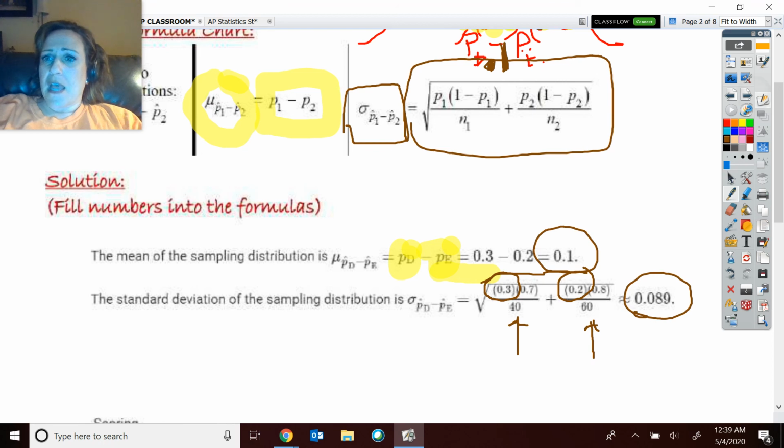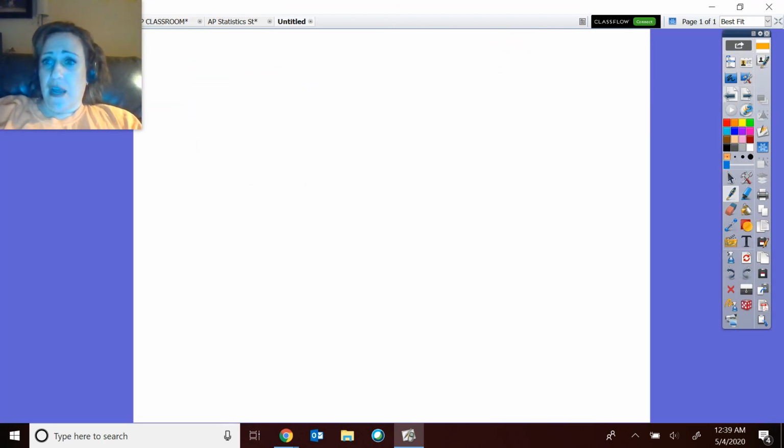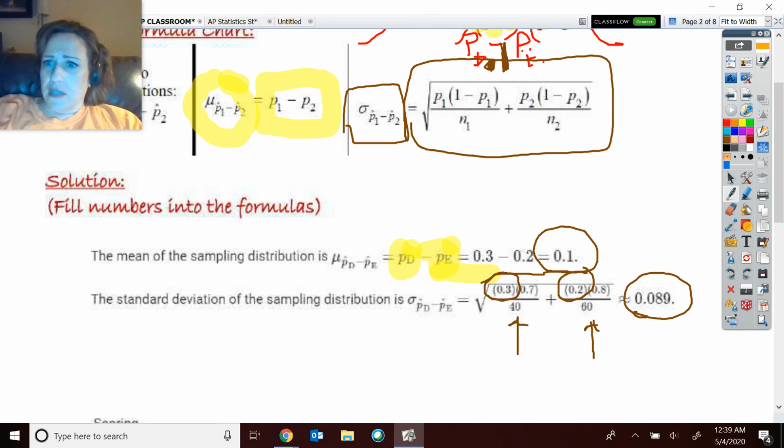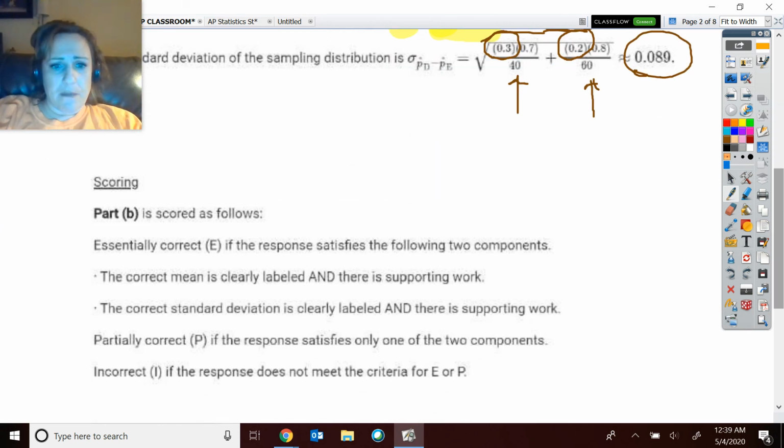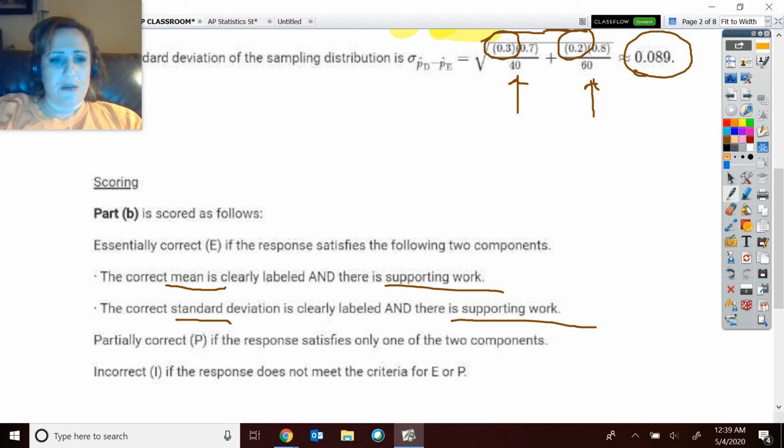Okay, so the question then now is, well, to get credit on that, by the way, you show the correct mean and the correct standard deviation with the supporting work. Pretty straightforward. Partially correct if you only get one of those correct.